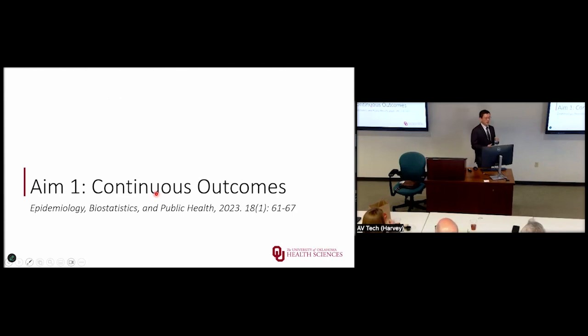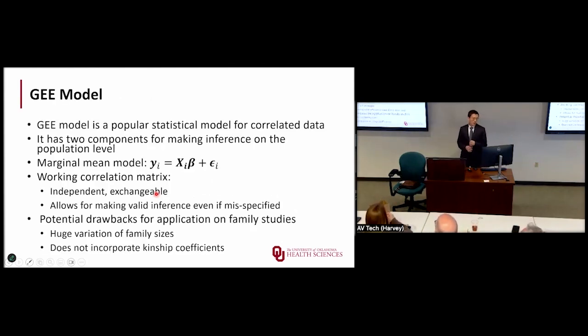Then I will go through every aim one by one. The first aim was for continuous outcome. This paper has been published last year. I want to put a slide here just to give you an overview of what a GEE model is. I'm sure some of you are familiar with this model, especially Todd should know about it.